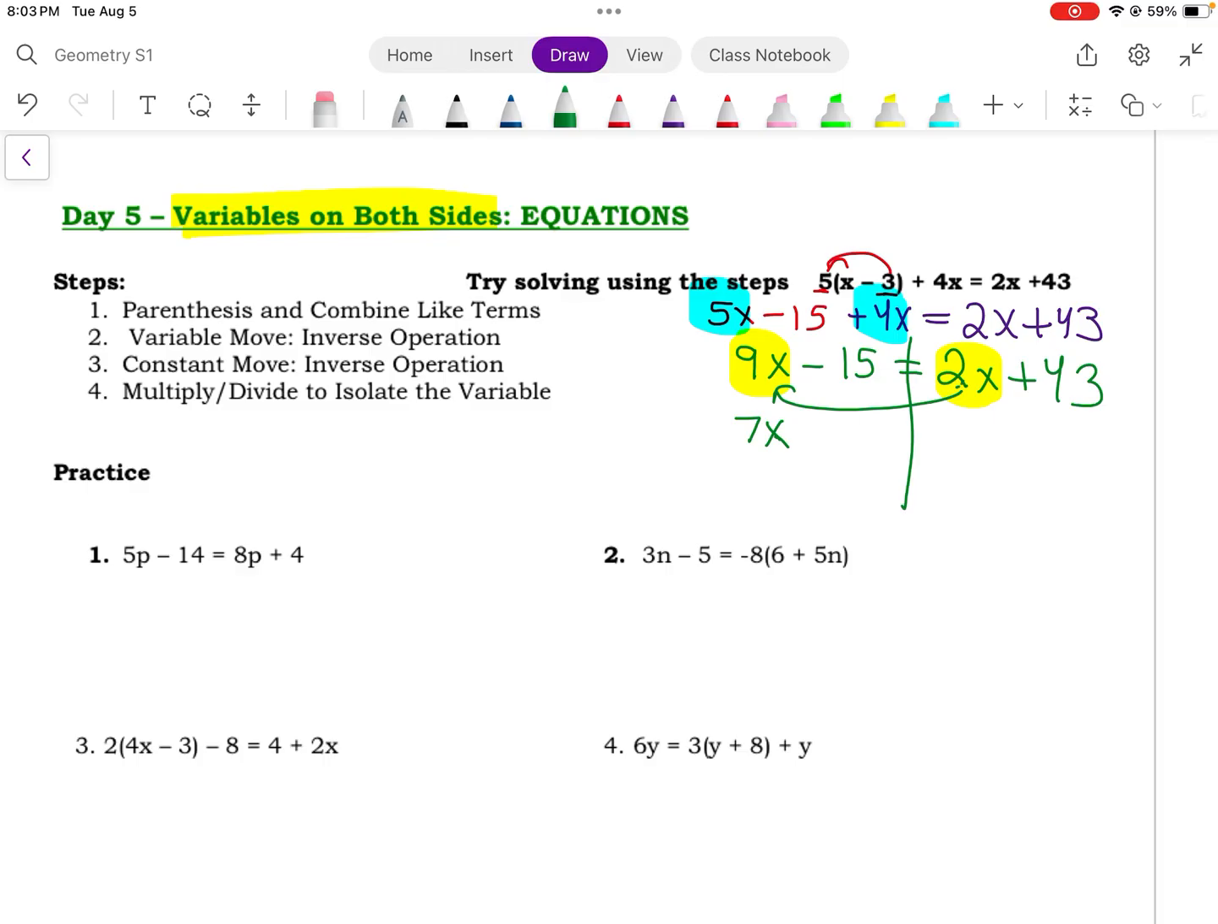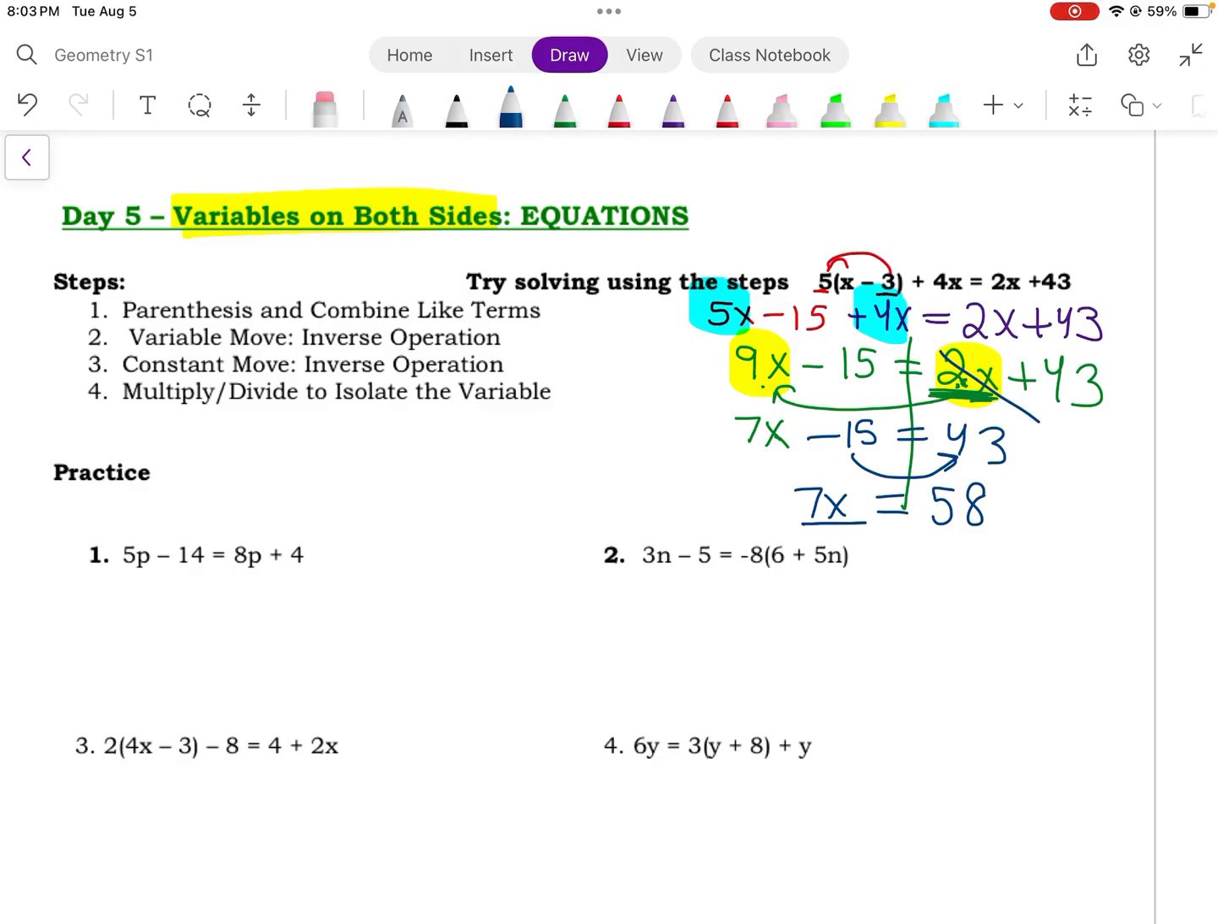I want to get rid of it on this side, on the right, and I want to move it to the other side. Then I'm going to bring everything else down that I haven't dealt with yet. Okay, so I move the 2x. Now I'm going to move this negative 15 over to the other side, but it's not going to be negative anymore. What is it going to be? It's going to be positive. Okay, so 43 plus 15 is 58.